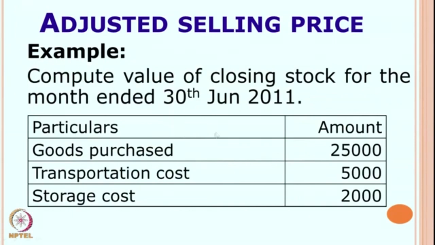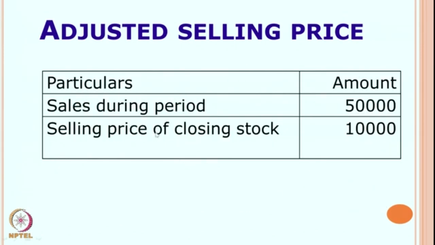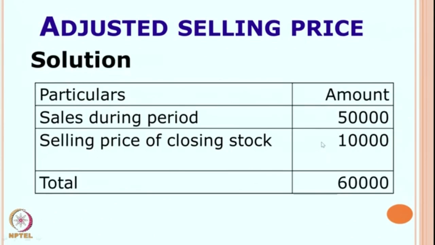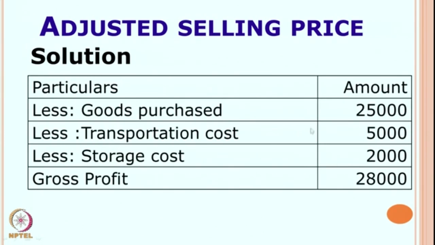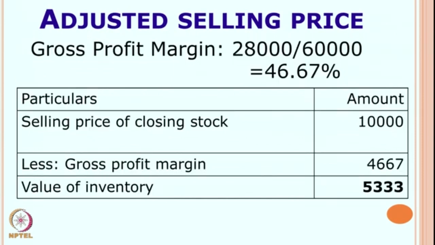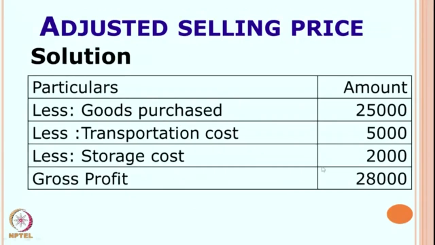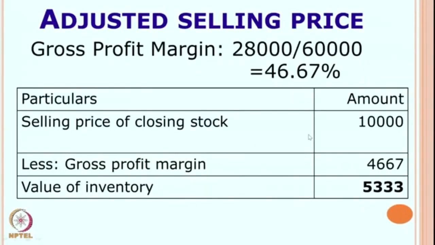Okay. So, let us have a look. Here date wise information is not known, but during a particular month, they know the goods purchased, transport cost and storage cost. They also know the sales and the selling price of closing stock, because they do not know the exact cost of closing stock. Now, first you will add sales and the selling price of stock. So, the total value is 60,000. Then we will deduct various types of expenses: less purchase cost, transport cost and storage cost. That means there is a gross profit of 28,000. Now, 28,000 is on a total of 60,000. So, 28 upon 60, the gross margin is 46.67%. For each type of product line, a gross margin is calculated.